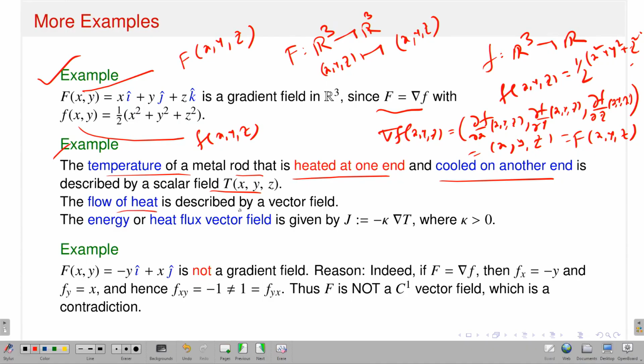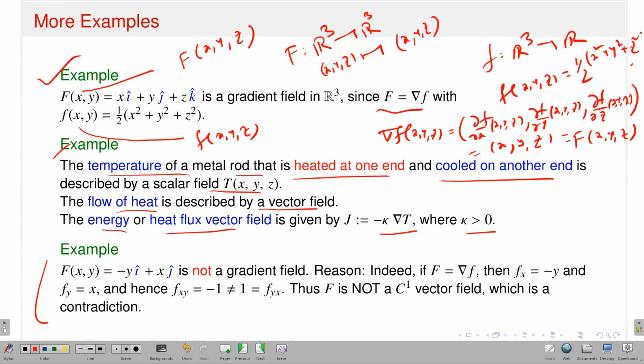The flow of heat is described by a vector field. Temperature, that means the kind of value that can be described by the scalar field capital T, and when I talk about the flow of heat, I am actually talking about the vector field. Okay. The energy and heat flux vector field is given by the gradient of the scalar field capital T, multiplied by a constant, that is minus kappa, where kappa is some positive constant. So that means this is actually a gradient vector field.